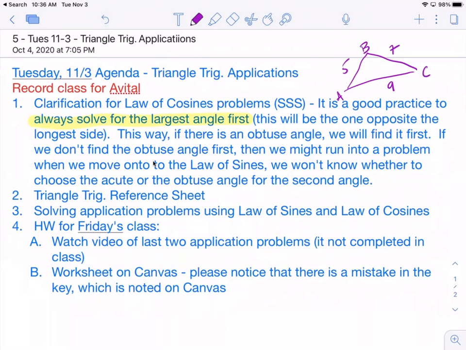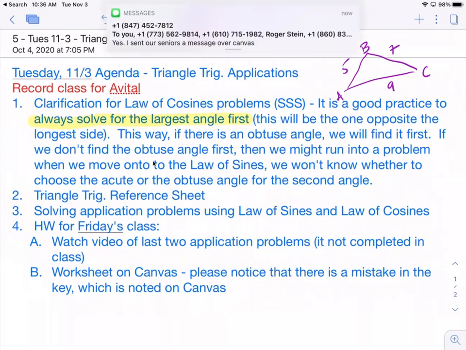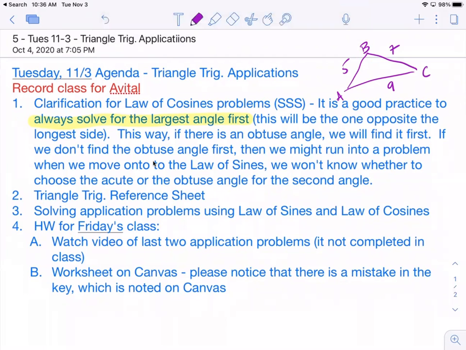If we find the largest angle first, we can potentially avoid some problems, because after we use law of cosines to find one angle, we'll typically go on and use law of sines to find the next angle, because then we'll have a ratio with an angle and an opposite side length. So in order to avoid problems, if we find the largest angle first, then we don't have to worry about the possibility of our second angle being obtuse, right?